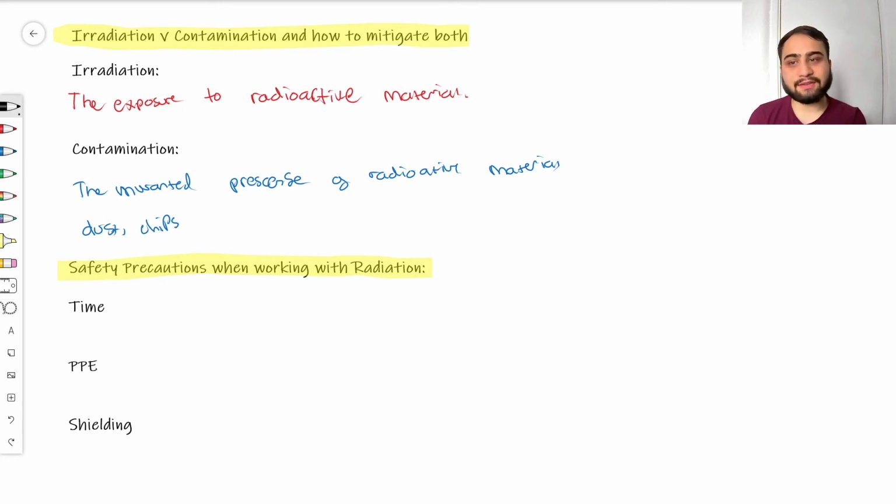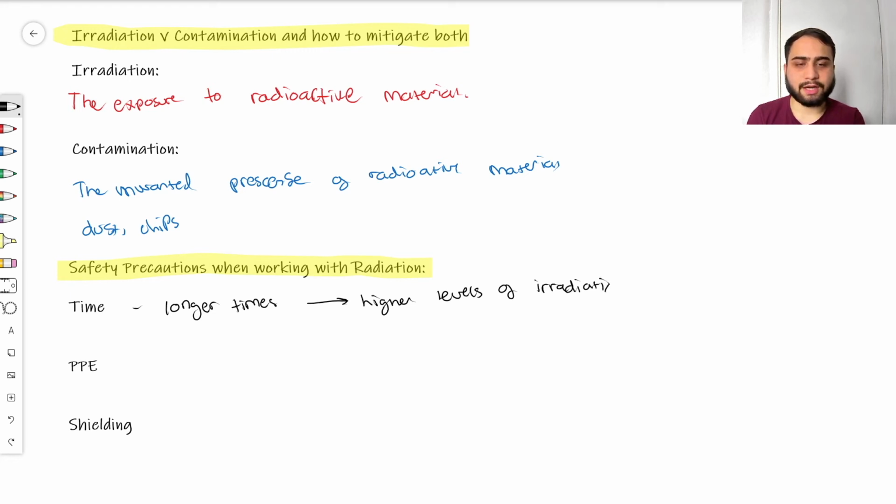Now let's have a look at the safety precautions when working with radiation, and these are directly related to both irradiation and contamination. So the first safety precaution is just time. So longer times lead to higher levels of irradiation, right? Because you're in the presence of radioactive material for longer, and also increase harm if contaminated.